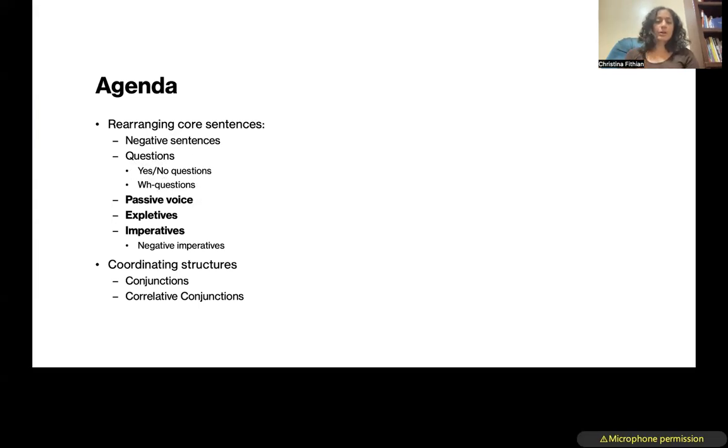Today, we're going to talk a little bit about passive voice, expletives, and imperatives to include negative imperatives. And once again, the agenda is not arranged very well. Passive voice is not a rearrangement of a core sentence. It's just an alternate construction. We'll see this with a couple of other things as well, so just keep that in mind as we're talking about passive voice today. Now, this is going to be a little bit of a longer video, and it's just a little bit easier for me to put all of these things together. So we'll probably see this in both week 13 and in week 14.